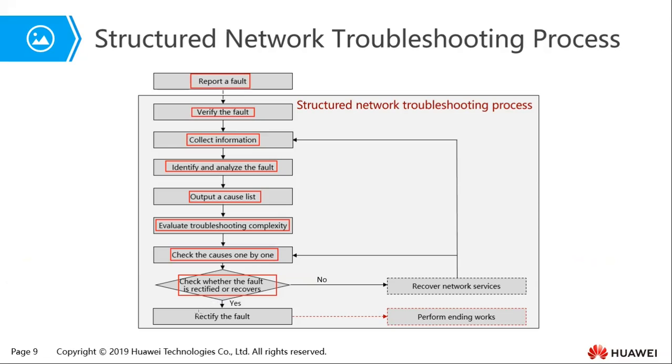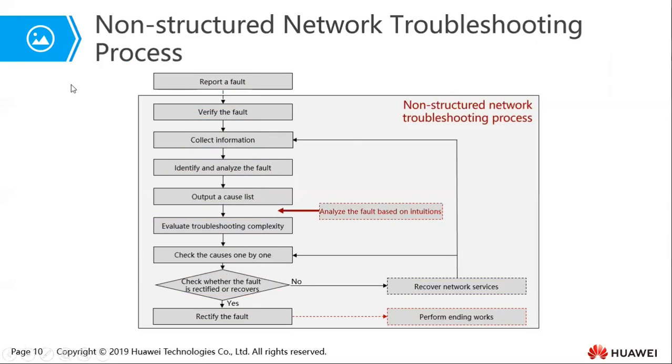So if this happens, then you simply rectify the fault. If no, then you'll have to go back to collect more information about that particular service. After you've rectified the fault, you might need to perform ending works, like doing the proper documentation for what you did and suggestions, for example, for future maintenance in order to avert such problems in the future. So that is what we call the structured network troubleshooting process.